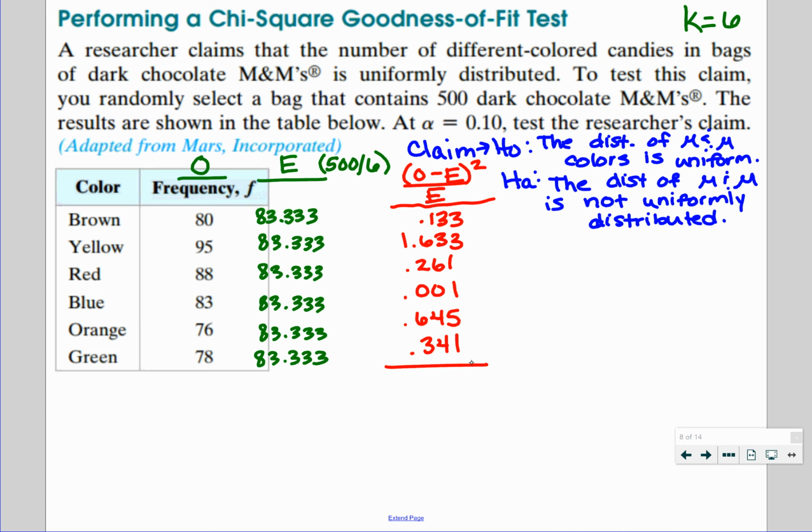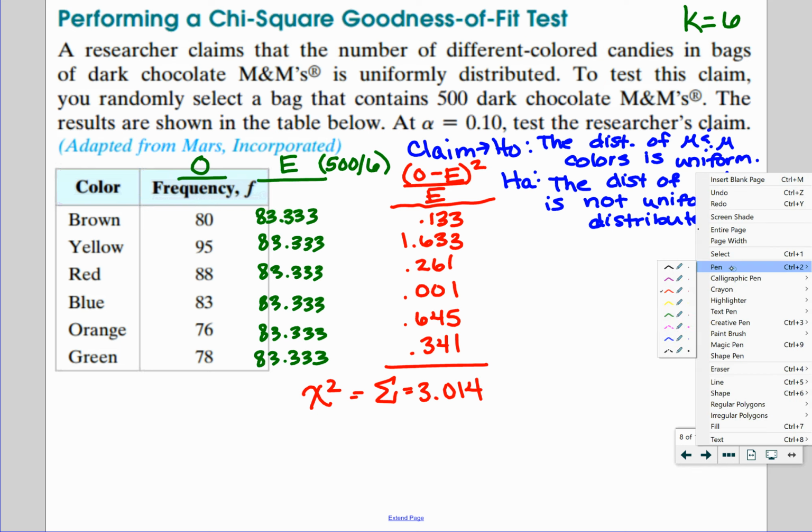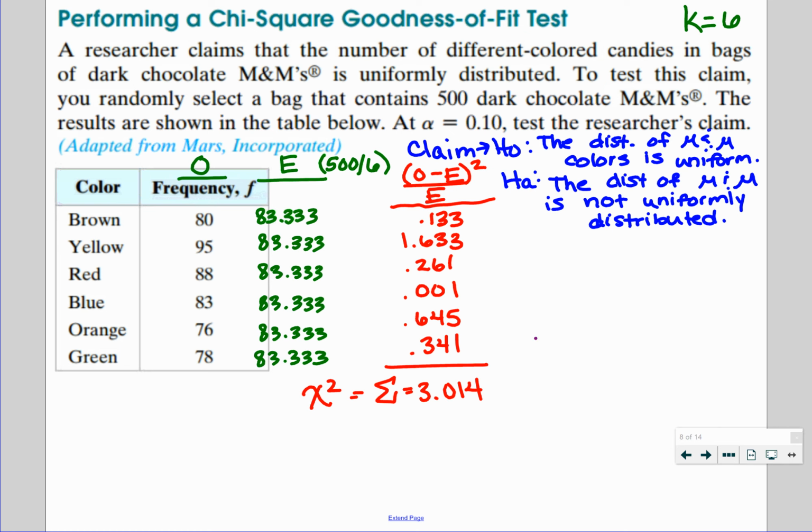Okay. All good with those? That's crazy. All right. We're going to sum them up. And this sum is our chi-squared test statistic that then we're going to make a rejection region and see if it's in that rejection region or not to make our decision. All right, so 0.133 plus 1.633 plus 0.261 plus 0.001 plus 0.645 plus 0.341. I get 3.014.